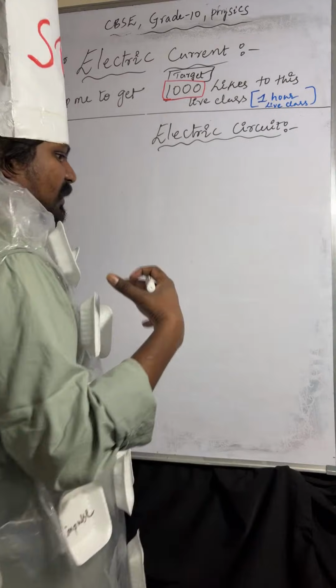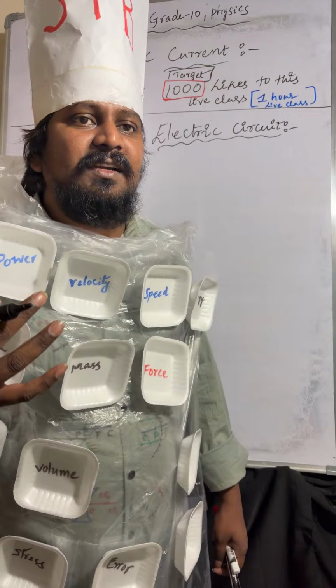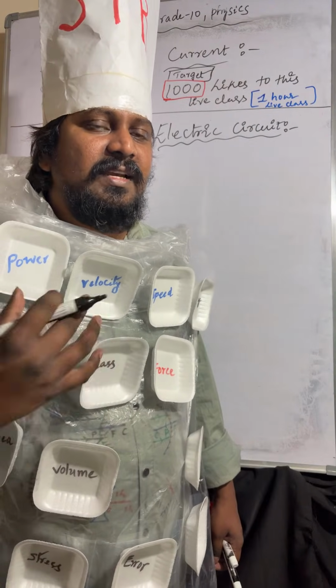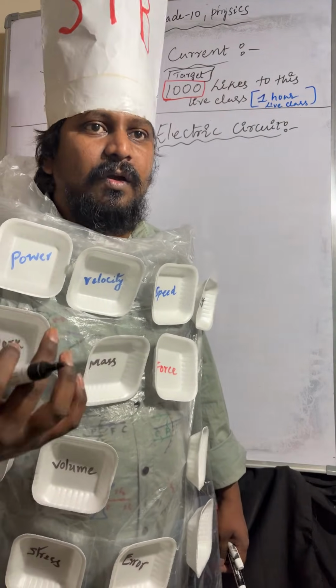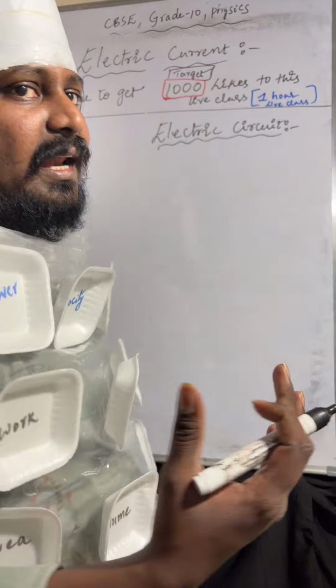A closed and continuous path of an electric current is known as an electric circuit.